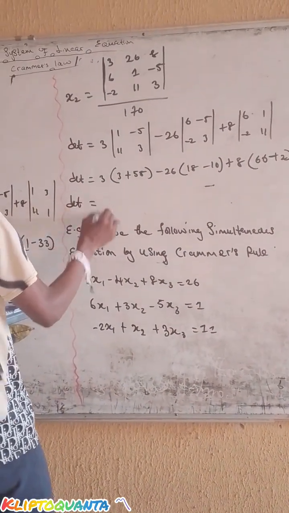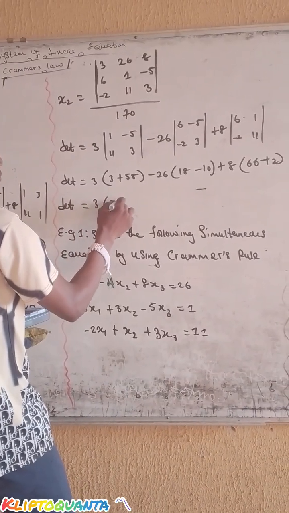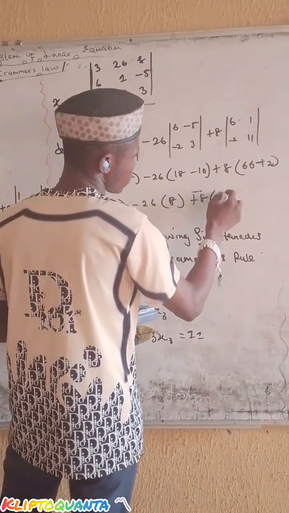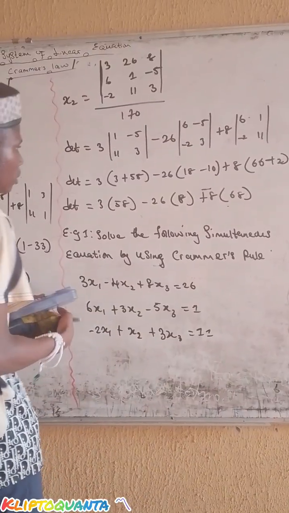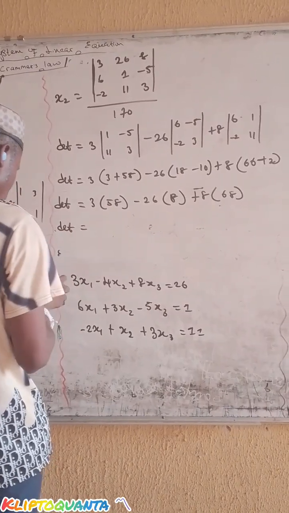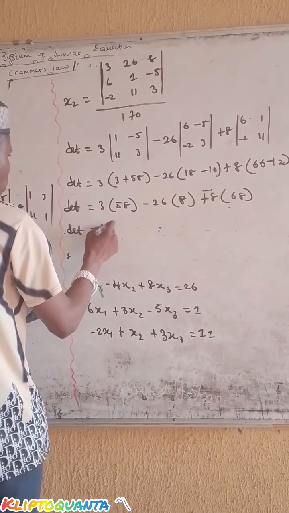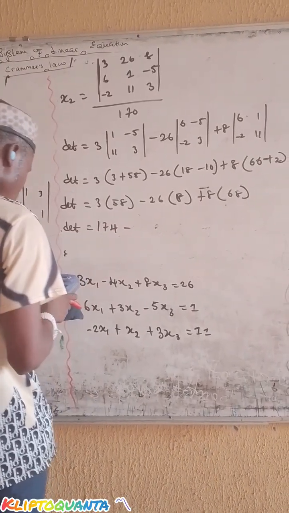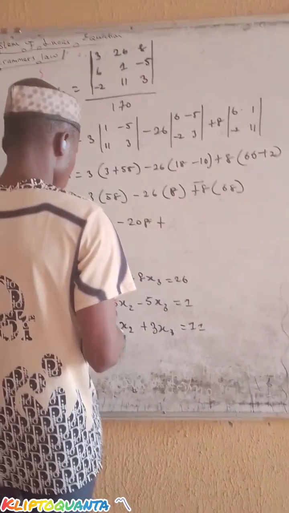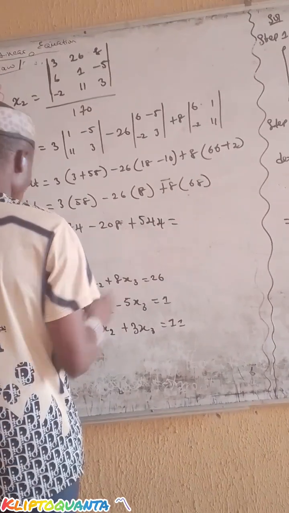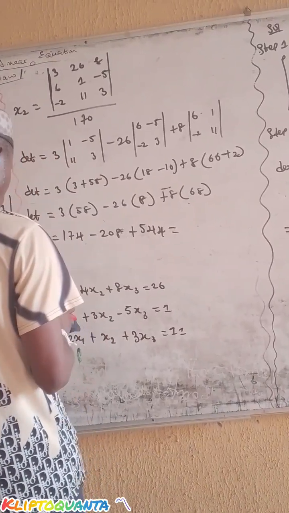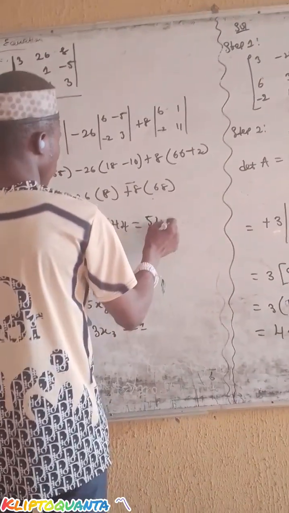So that will be equal to 3 into bracket 58 minus 26 into bracket 10, plus 8 into bracket 68. So which means our determinant now will be equal to, 58 times 3 we have that to be 174, minus 26 times 8, that gives us 208, plus 8 times 68, and that gives us 544. So that will be 544 minus 208 and plus 174. So that gives us 510. This is the determinant for this particular work.